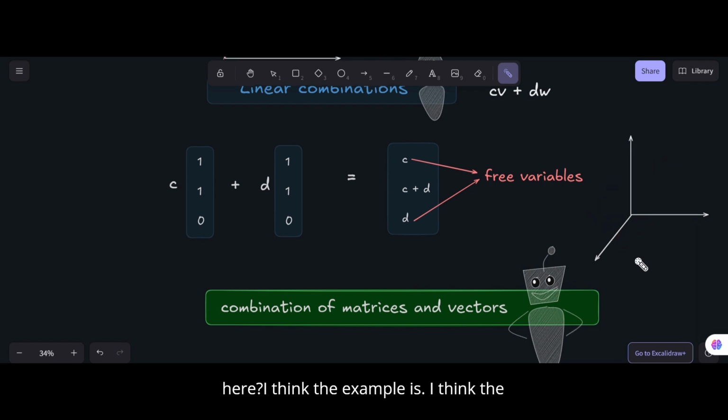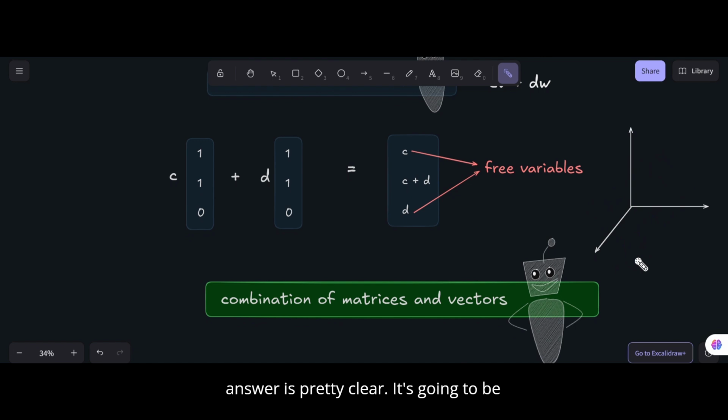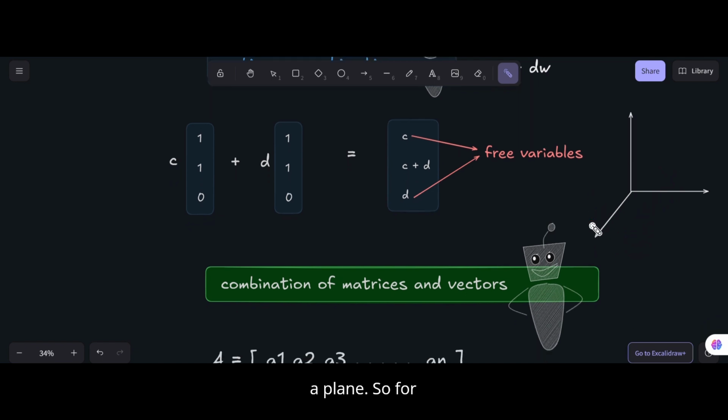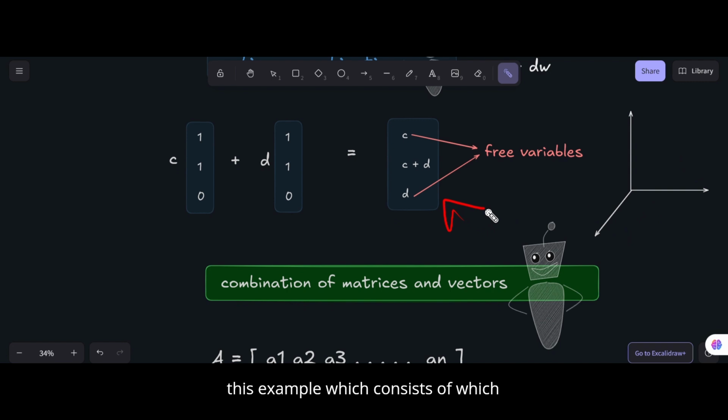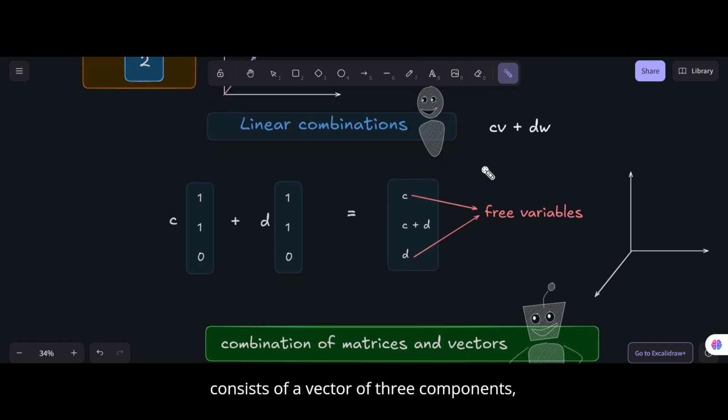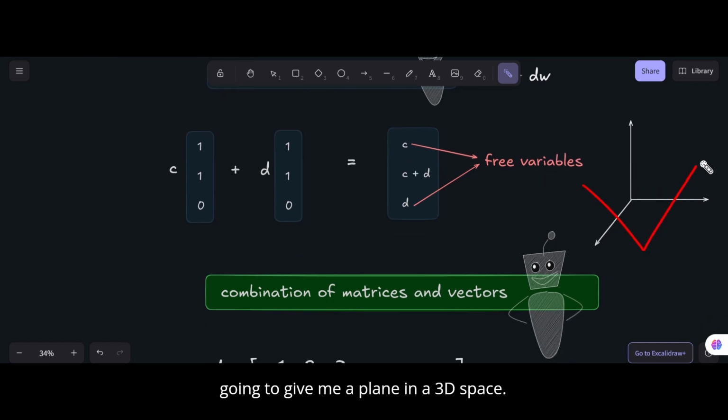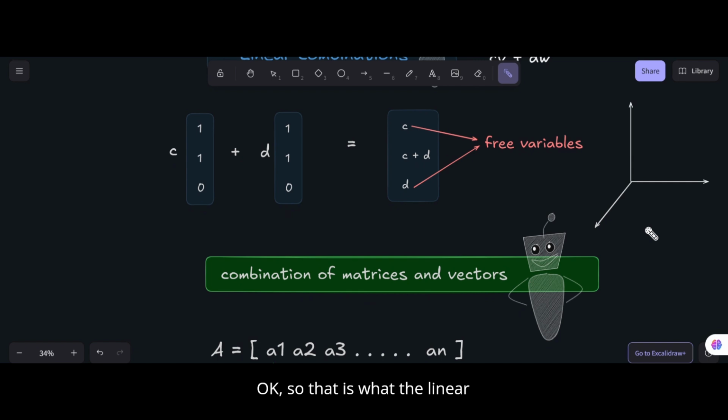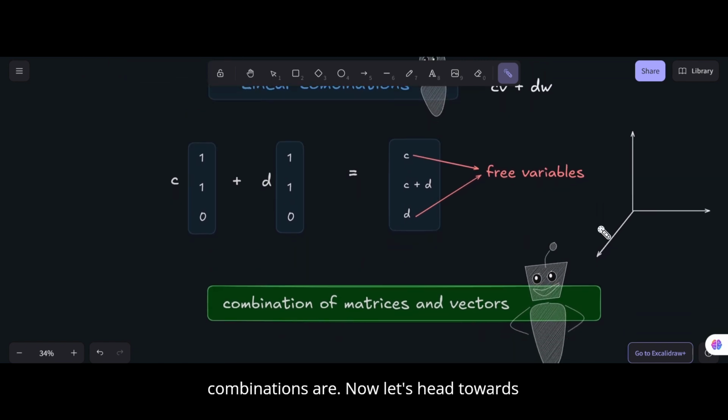I think the answer is pretty clear. It's going to be a plane. So for this example, which consists of vectors of 3 components, the linear combination of 2 of those is going to give me a plane in 3D space. Okay, so that is what the linear combinations are.